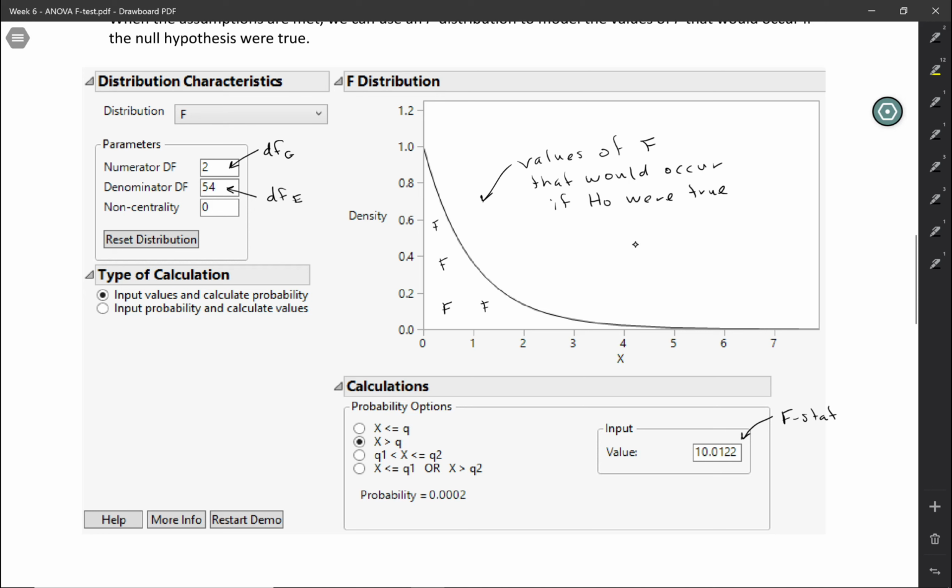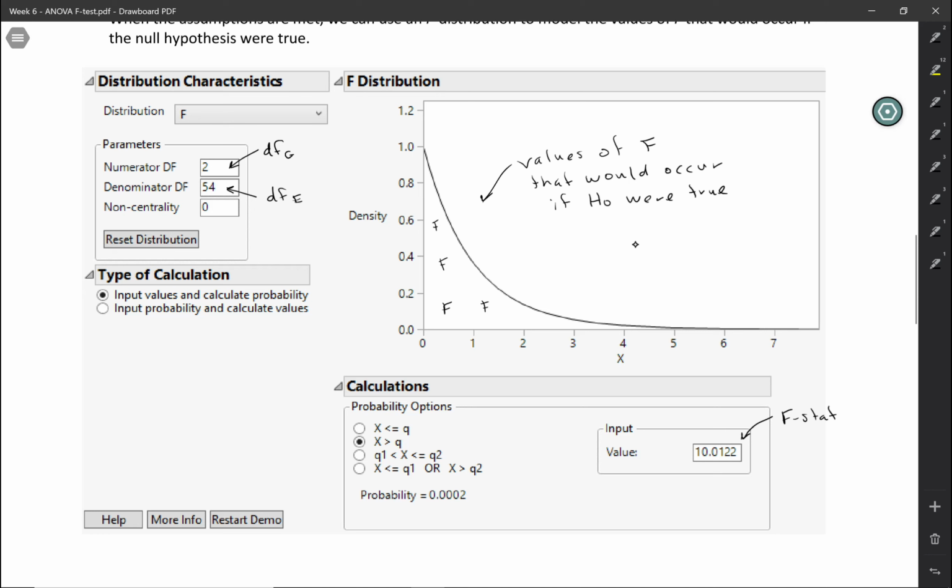So even at a glance here, you can see that it's going to be very unlikely. It's actually not even showing on the scale. There is a little bit out there. The line doesn't go completely to 0 yet, but you can just see that 10 is going to be a very unlikely value of the F statistic.